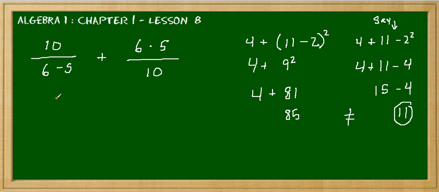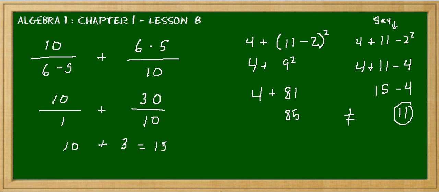Now we have just a simple 10 here, so we're going to leave the 10 as is. And we're going to divide that by 6 minus 5. Well, what's 6 minus 5? That's 1. And we're going to add this to, well, what's the math up here? 6 times 5 is 30, and we're going to divide this all by 10. As you can see now, it's getting a lot more simple. What's 10 divided by 1? Well, that's simply 10. And what's 30 divided by 10? Well, it's 3. So our answer here would be 13.